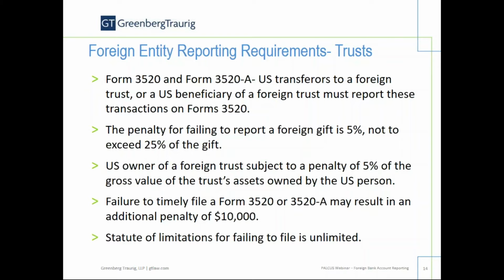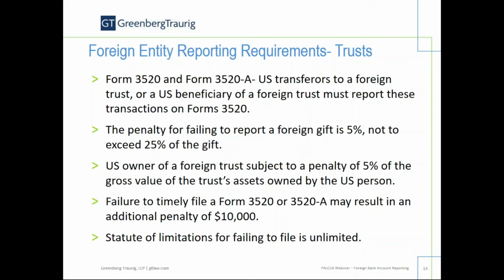Same thing with the U.S. owner of a foreign trust. Well, a lot of people who live here in the United States have foreign trusts for a lot of reasons. They have property in a foreign country, they have family in a foreign country, or they're from a foreign country. They're supposed to file a 3520 and let the IRS know that they have assets in this foreign trust. The penalty for failing to file the 3520 or the 3520A is $10,000 per form. So if you had six trusts and you were required to file six 3520s, the penalty could be $10,000 per form.